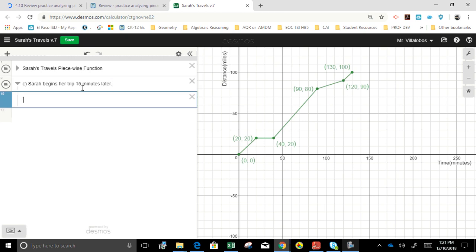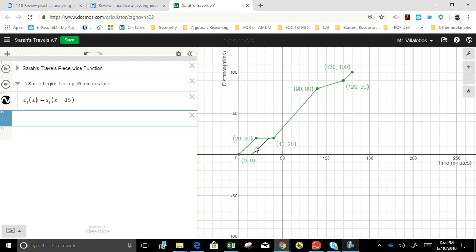So she's late. C1 of X equals S1 of X. But if she's late, is that Sarah of X or is X the time? Which variable is the time? S of X or X? X is the time. I want to make her late by adding 15 minutes to her time. So I have to subtract 15 minutes from the X. And that, you'll see, moves this piece to the right 15 minutes.